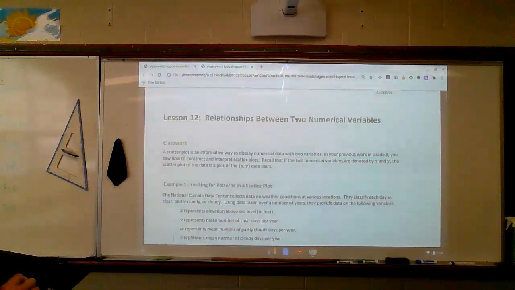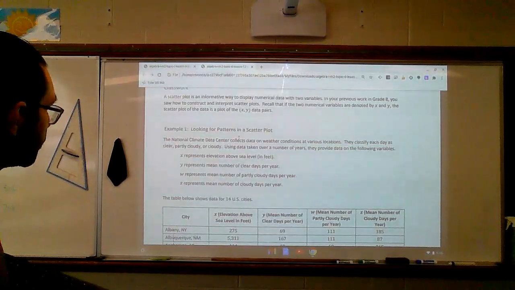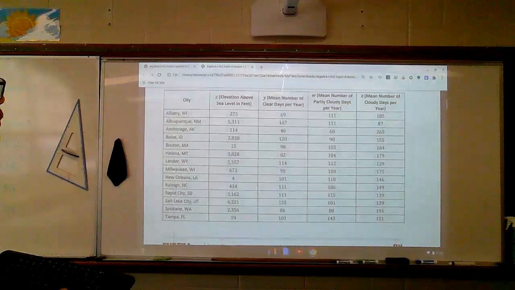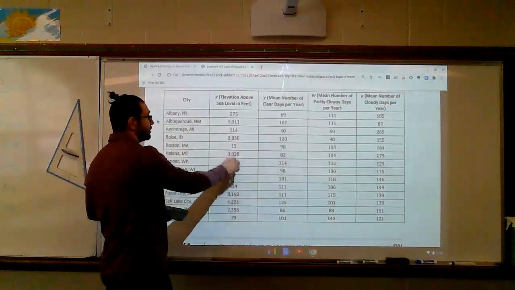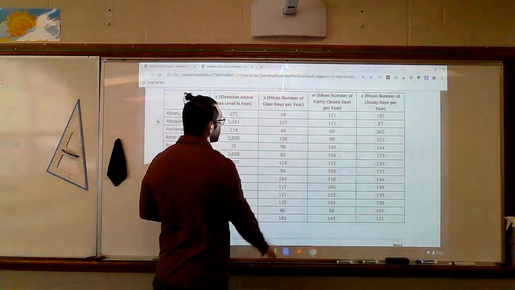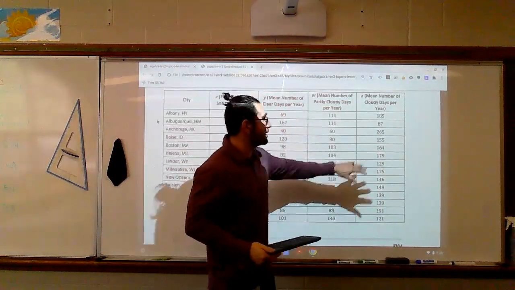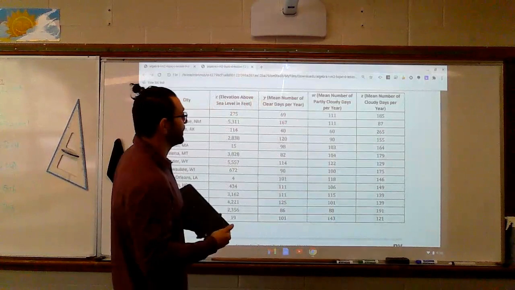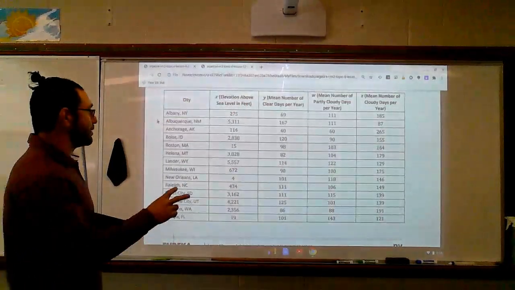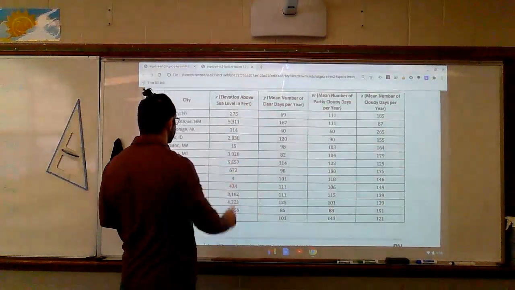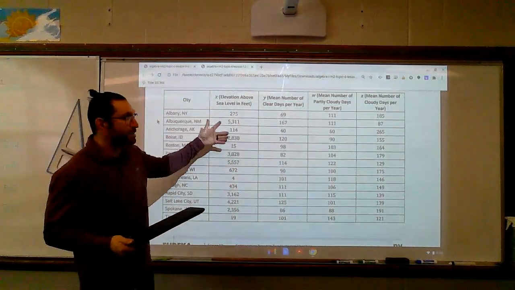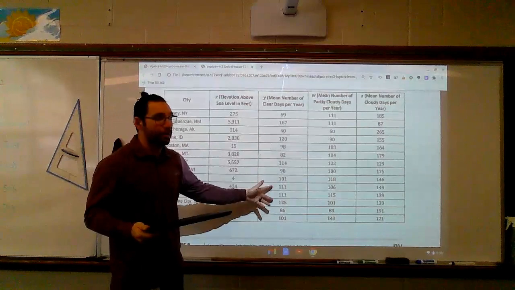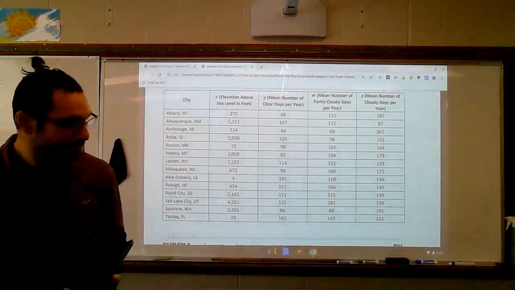That's my goal today. Okay, so you have this huge chart of 14 cities. Elevation above sea level is X. Y is the number of clear days. You've got cloudy days, you've got other cloudy days. I don't care, because I'm only concerned about my X and my Y. So here are our cities, here is the sea level, here are the number of days.